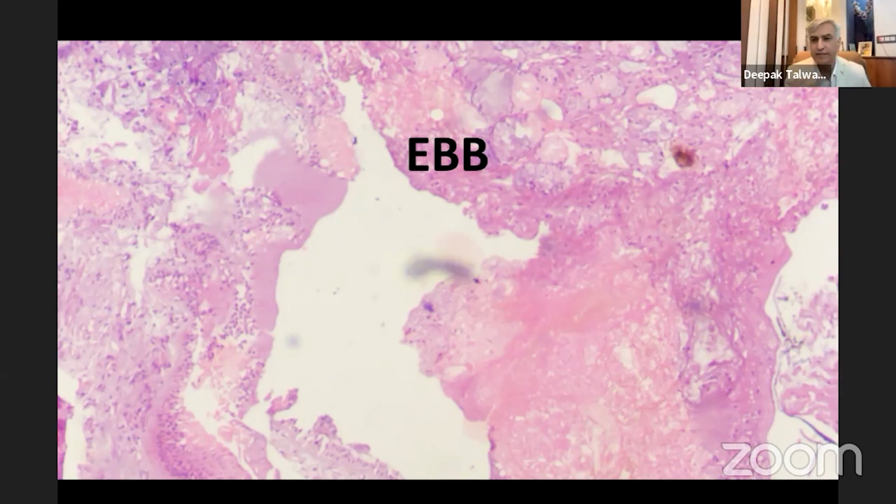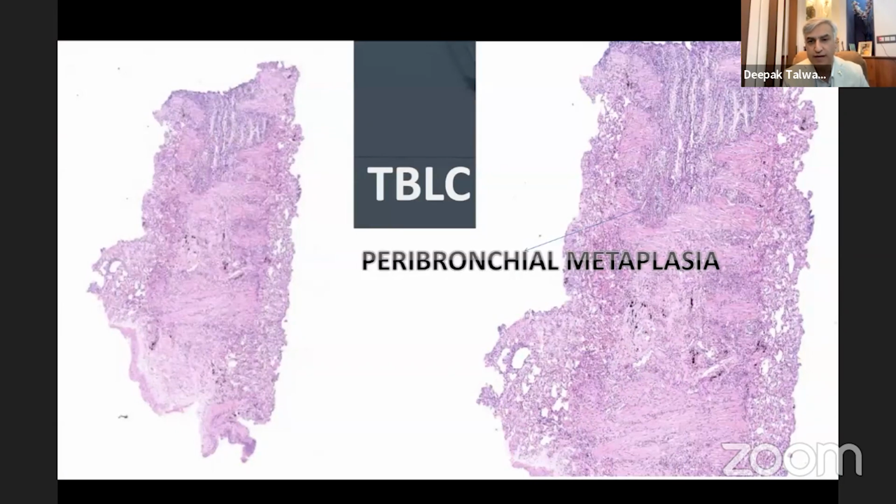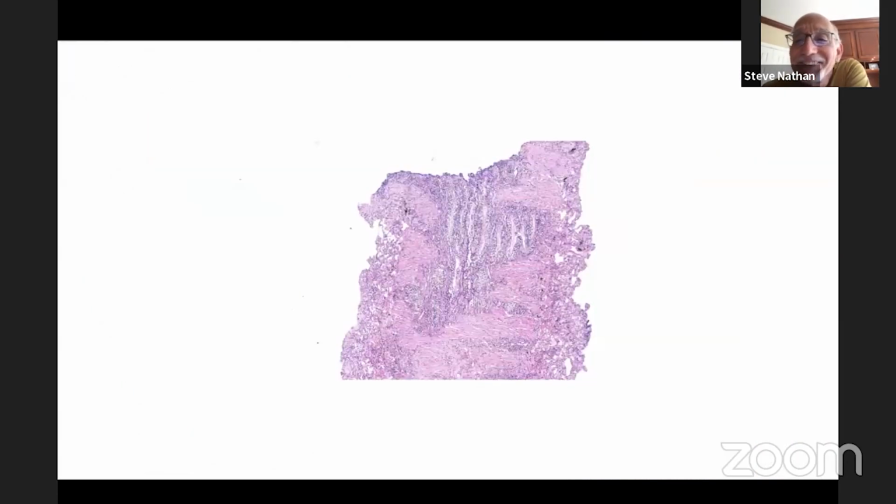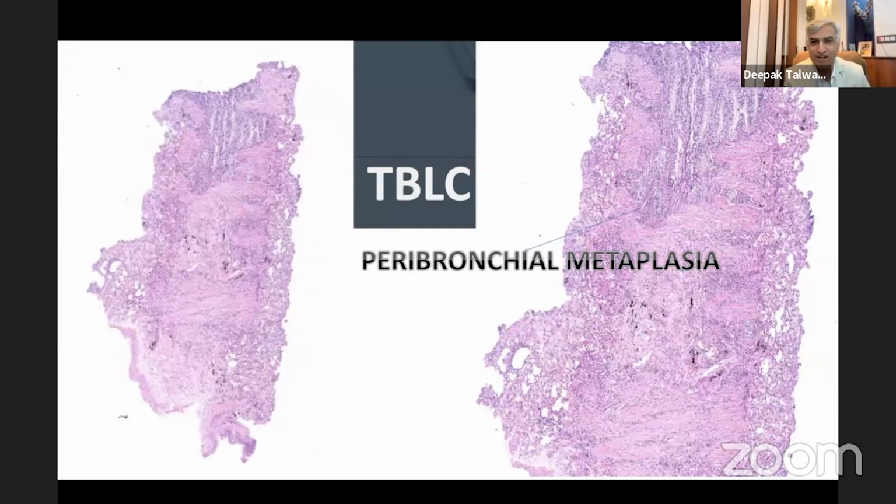Kanish, you can quickly go through all the slides first so that he has a view of all the tissue which we had. I would call this peribronchial metaplasia. Okay. So I think Dr. Charul would like to comment on that. Dr. Charul, what are we looking at?